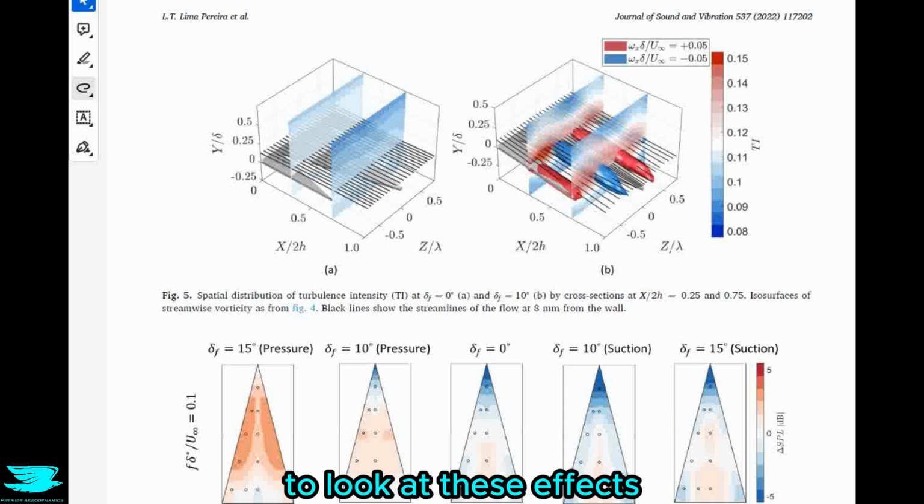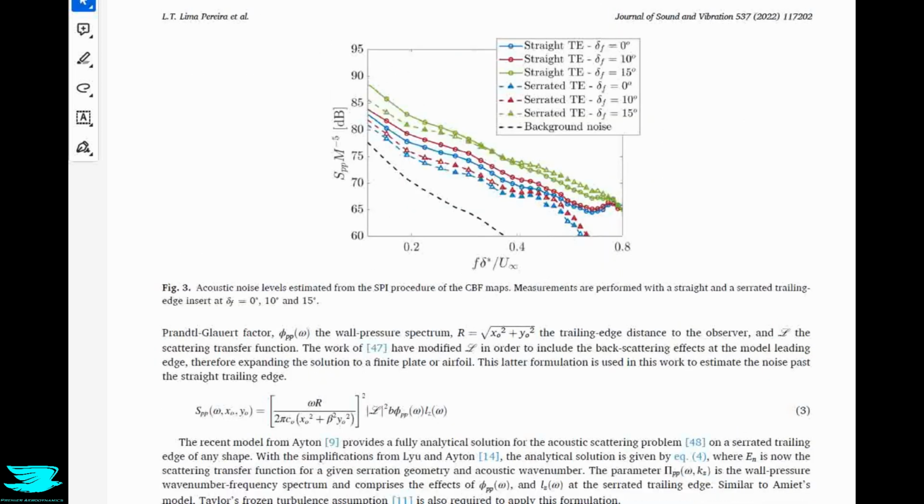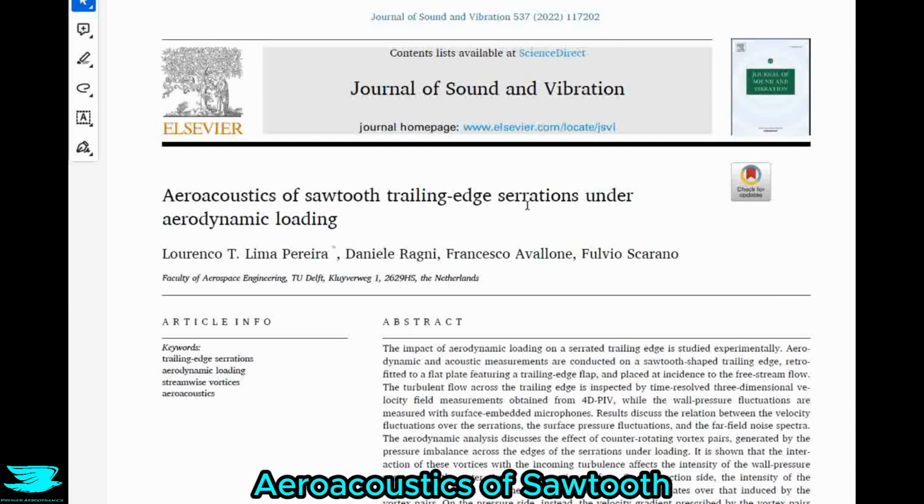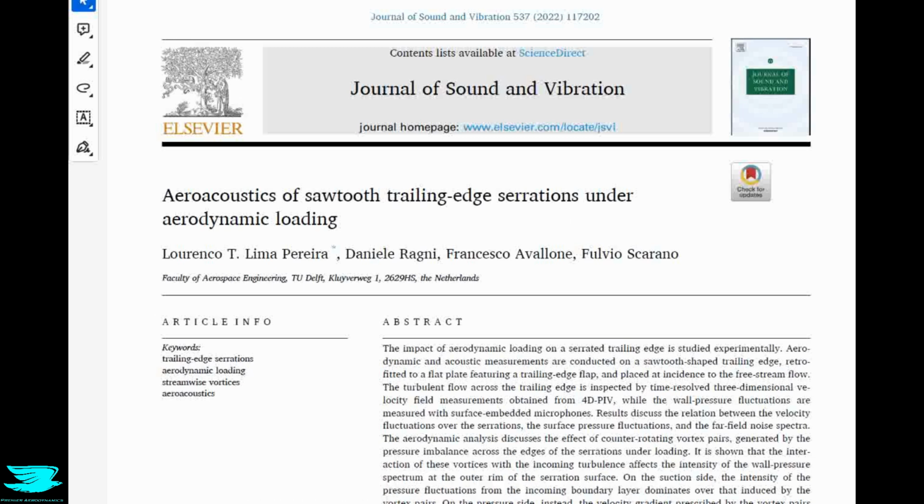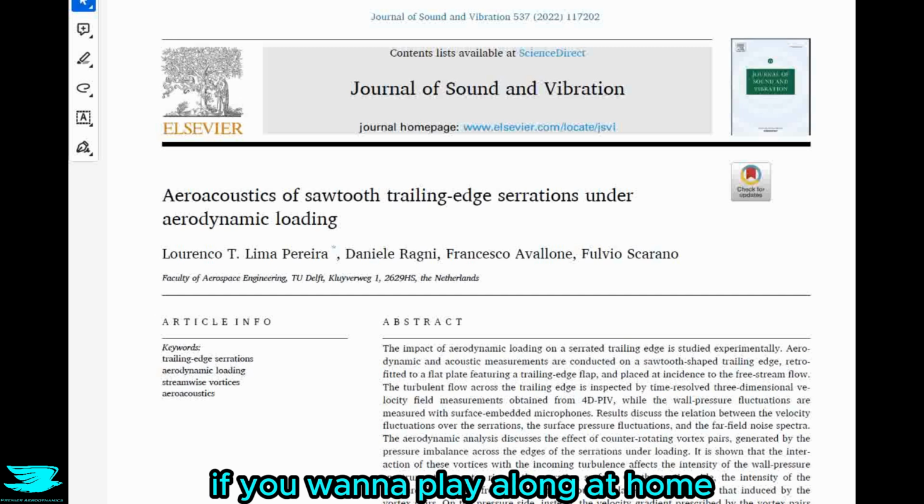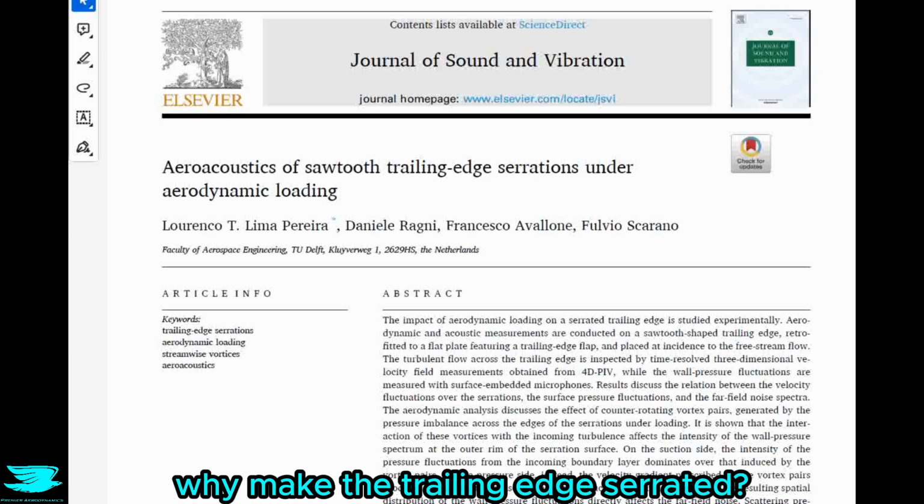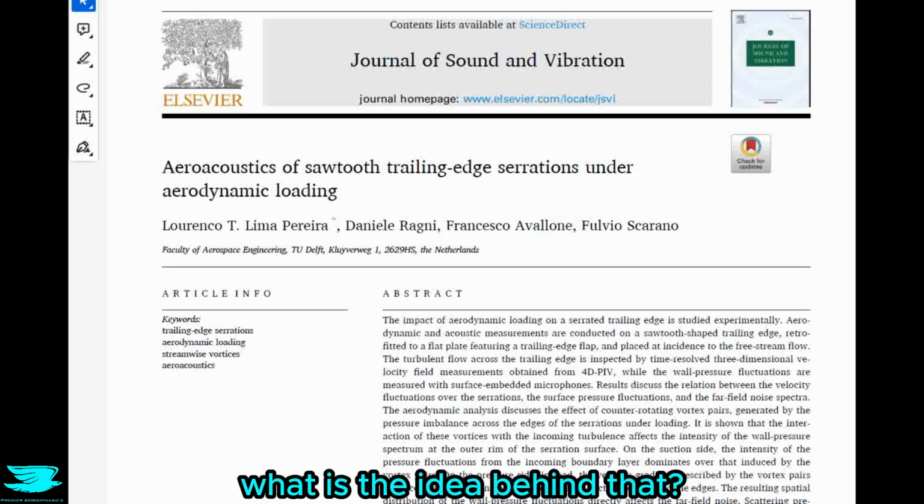So to look at these effects of these serrated trailing edges, we have this paper called Aeroacoustics. Let me zoom up, scroll up here. Aeroacoustics of Sawtooth Trailing Edge Serrations Under Aerodynamic Load. So this is an open access paper, and you can find it in the link below if you want to play along at home. So out of all the things you could do to an airfoil in an effort to reduce its noise, why make the trailing edge serrated? What is the idea behind that?